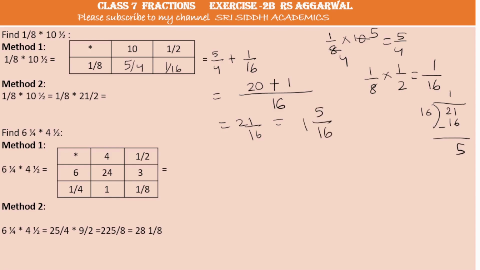In the second method, I convert 10 1/2 into an improper fraction, then it will be 21/2. So this is 1/8 into 21/2. Again here there is no common factor. So 21 into 1 becomes 21 and 8 into 2 becomes 16. So we reach 21/16. And if we change it into a proper mixed fraction, it will be 1 5/16. Okay, this is how we do multiplication of a proper fraction and a mixed fraction using method 1 and method 2.